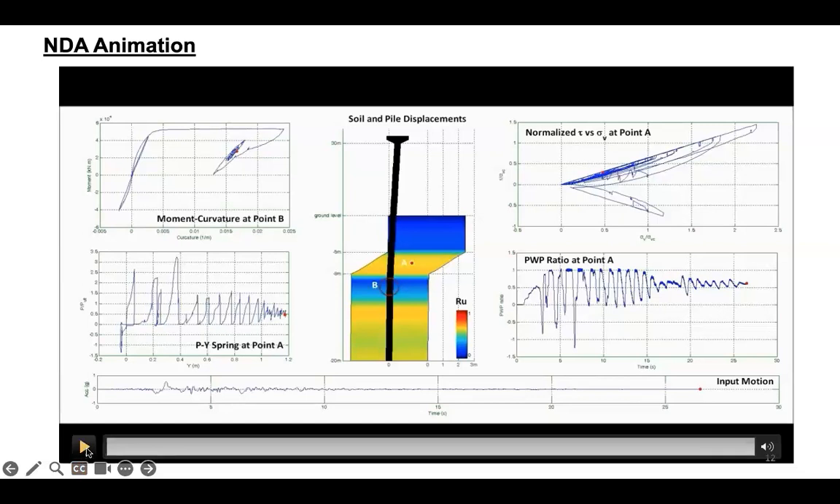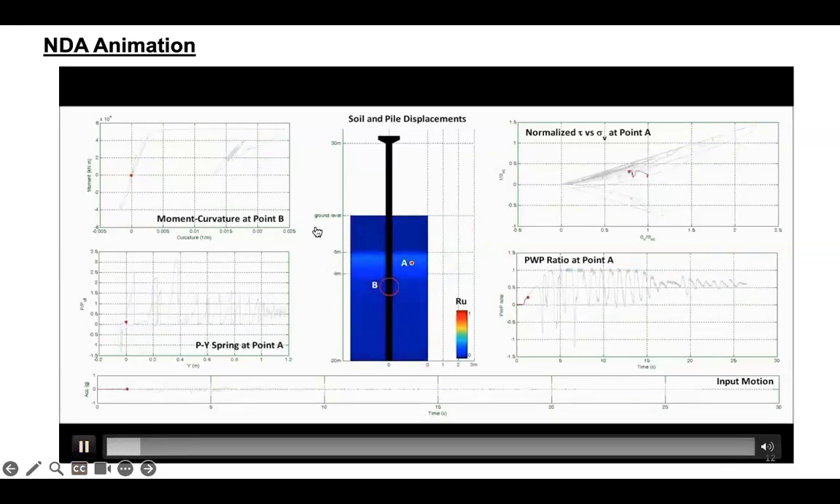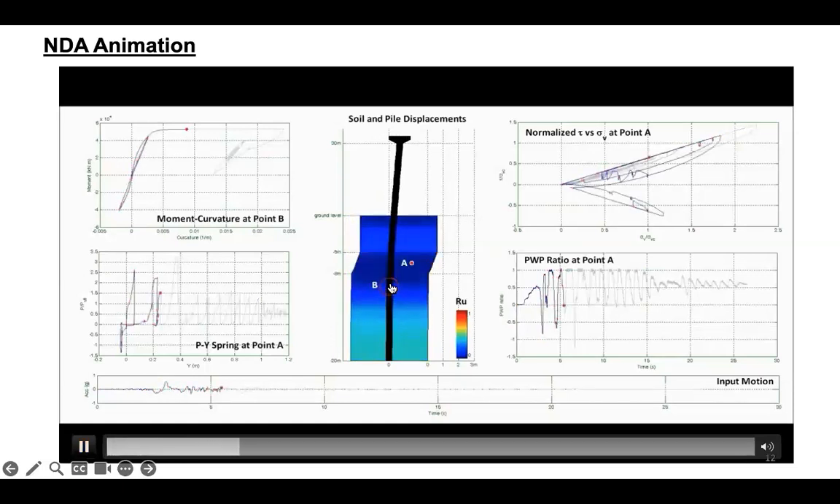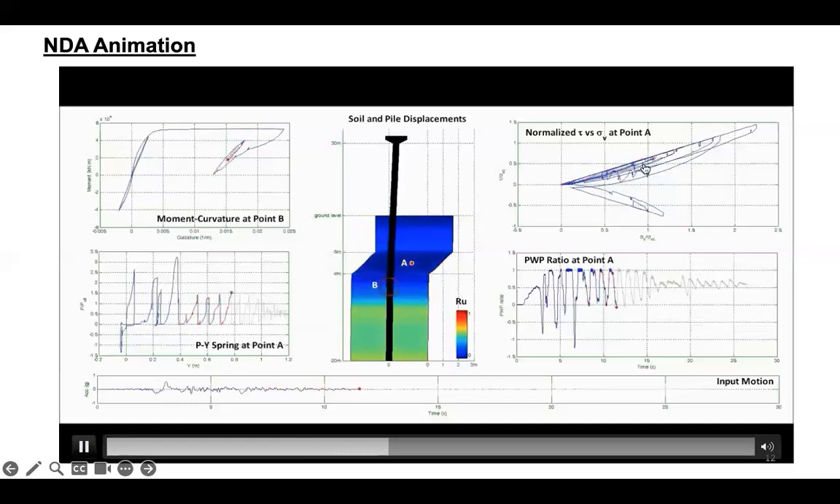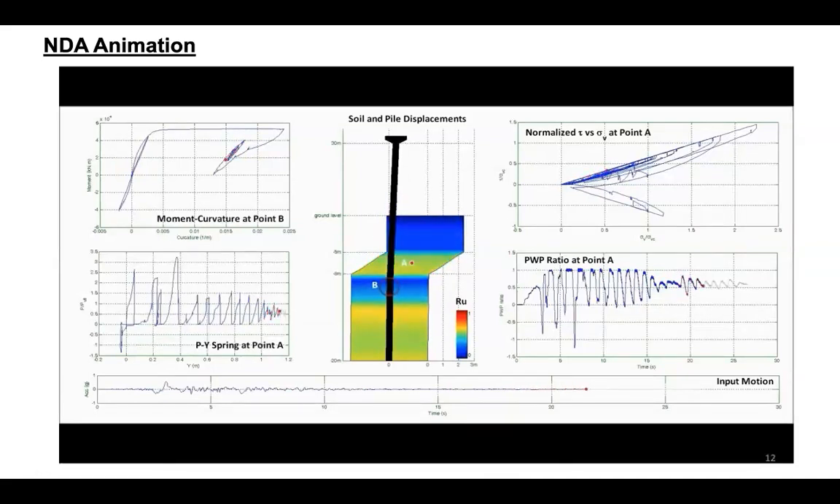If I play it one more time, you see the moment curvature behavior at the location of plastic hinge right below the liquefiable layer. You see the soil response on the right side where the contraction and dilative cycles within that liquefied soil, and the pore water pressure reaches 100% pore pressure ratio, which indicates liquefaction does trigger. So we use these results to back calculate inertia and kinematic factors.